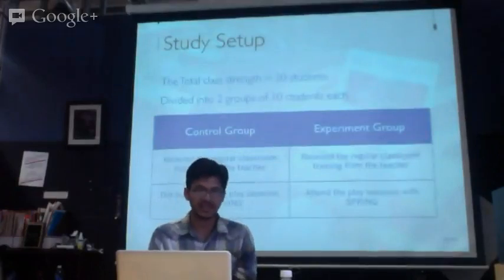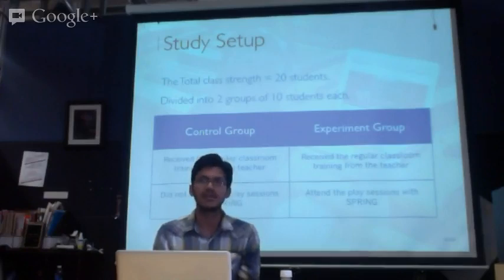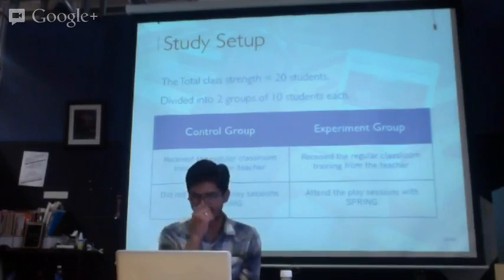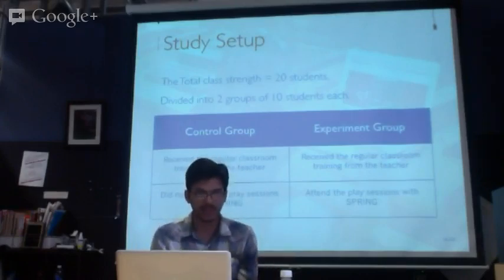As I mentioned, the study setup was simple. It was like 20 students. I think we had some attrition. Two students left the program midway, so we did not include them in the analysis. So we had a total of 18 students, nine for both groups essentially.